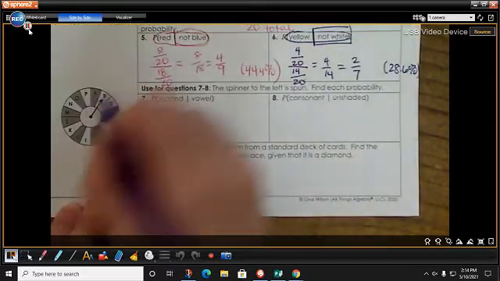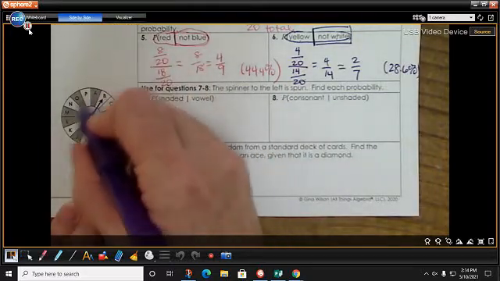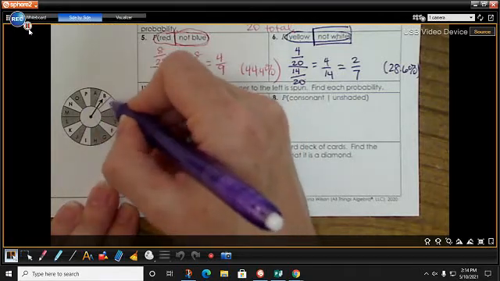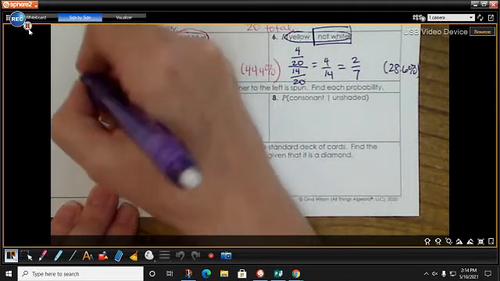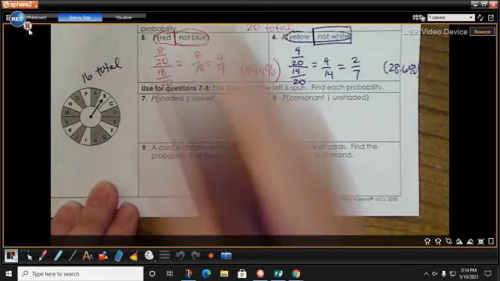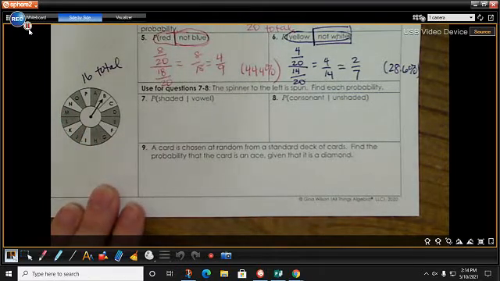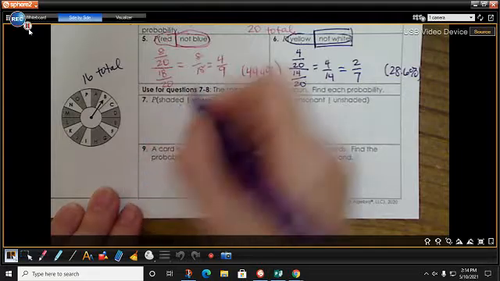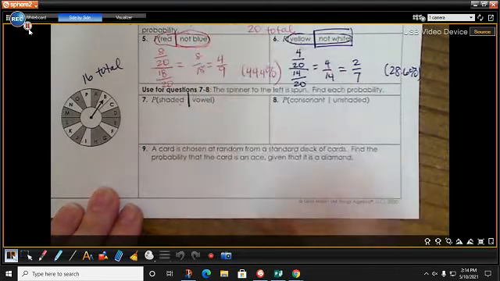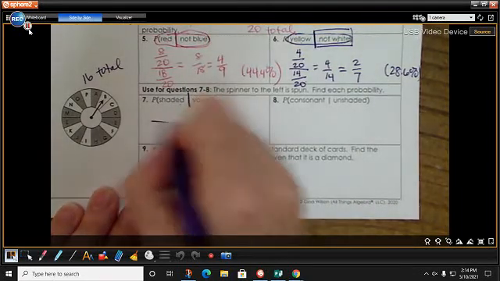Okay. So now we're going to look at this spinner. It's going to go from letters A to P. So that's 1, 2, 3, 4, 5, 6, 7, 8, 9, 10, 11, 12, 13, 14, 15, 16 total spaces on this spinner. I need to find the probability that I will land on a shaded space given that I landed on a vowel. Okay?